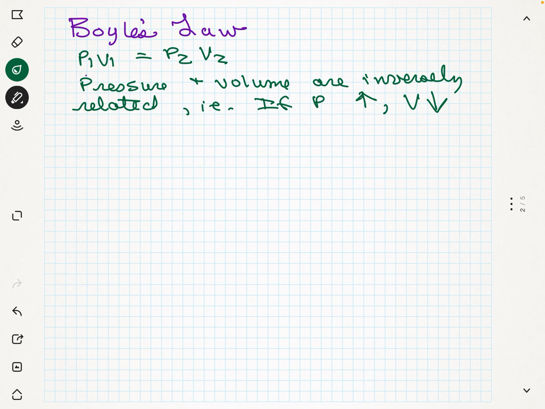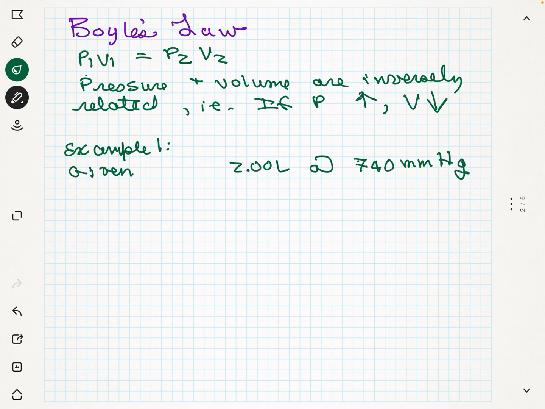Let's take an example problem here. We are given the following information. 2.00 liters of gas is at 740 millimeters of mercury. Find the volume at standard pressure.